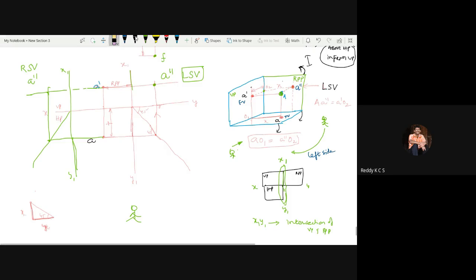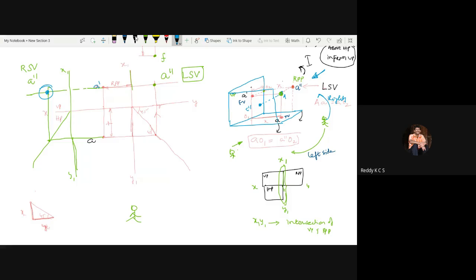So if I remove this right profile plane and add the left profile plane like this, this is the left profile plane. The observer is moving to this right side, which means he is now viewing from this direction. So this projection will fall on this left profile plane. This point we can call a double dash. This is how you get this a double dash, which is the right side view.